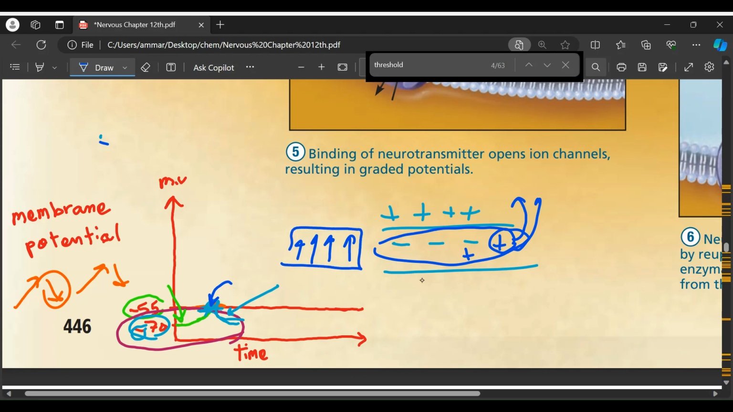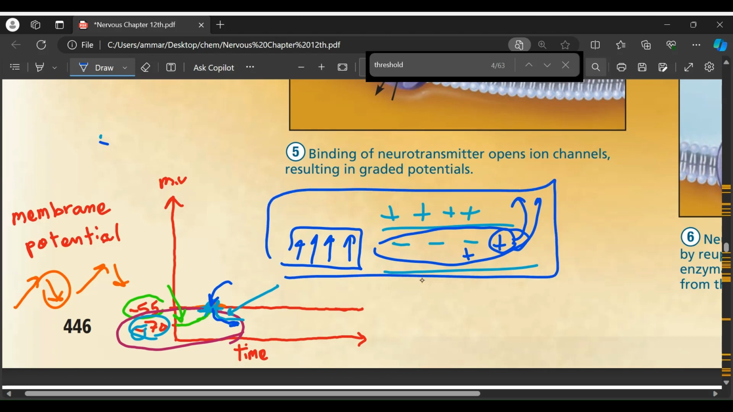So look, as we go down from minus 55 to minus 70, the negativity is higher and the positivity is lower. That makes sense. Potassium out means repolarization. Remember, polarization and depolarization. Don't forget these two words, okay? And it will diffuse outward until the potential returns to its resting value.